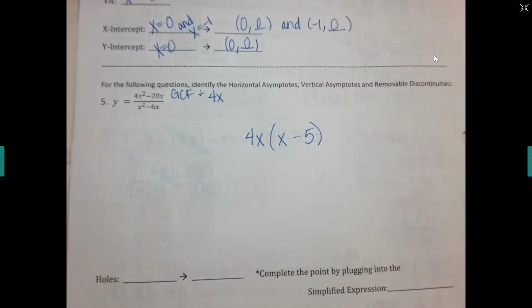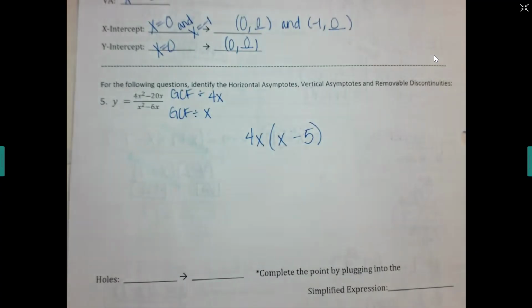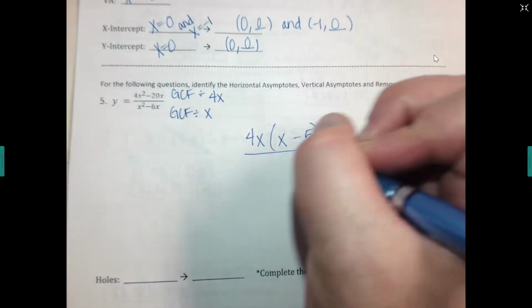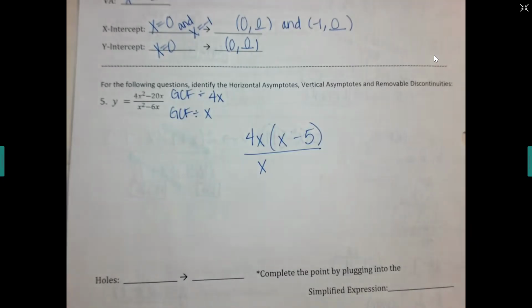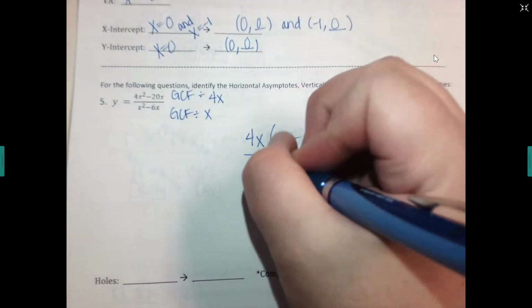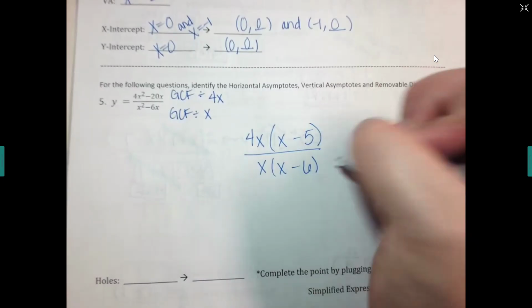Okay, now let's do the bottom. What can I take out of the bottom? Just an x. Very good. Remember, sometimes there's a number. Okay, but sometimes it's just a letter. So my x is going to come out. That's going to leave me with a regular x and a -6.